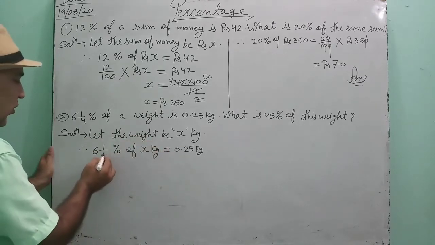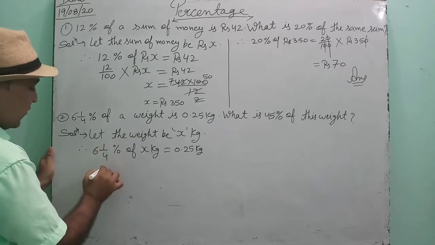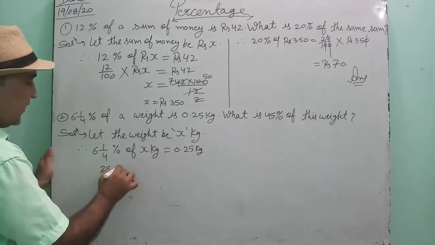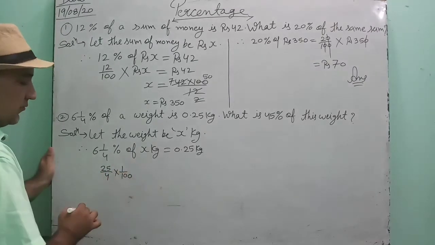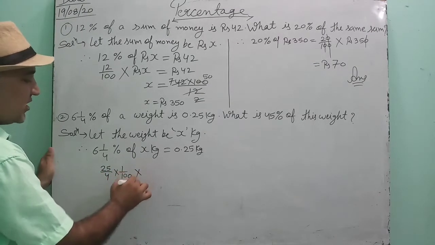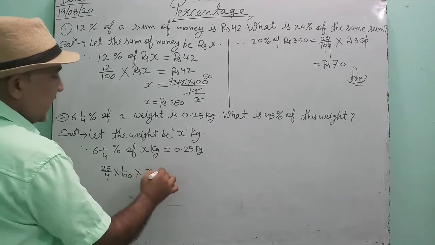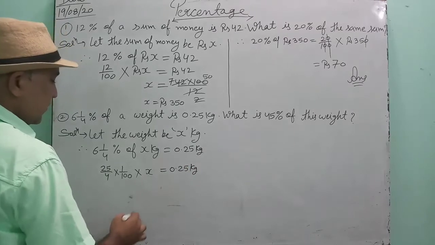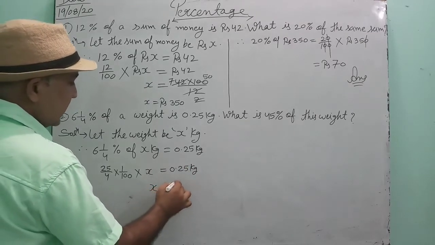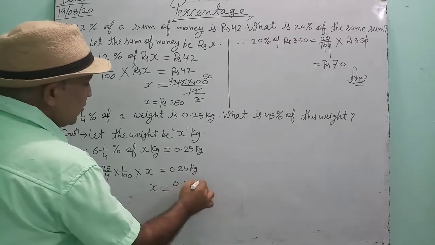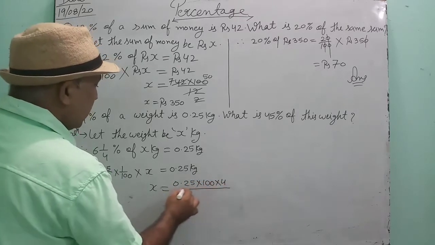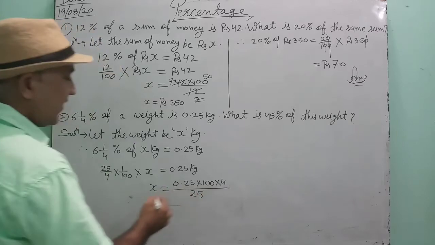Now solve. 4 into 6, 24, plus 1, 25 by 4. Percent means 1 upon 100. Of means multiply. This is X is equal to 0.25 kg. So solve this one. X is equal to 0.25 into 100 into 4 upon 25.